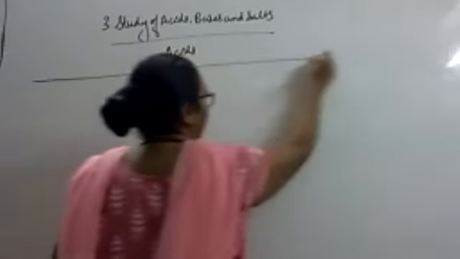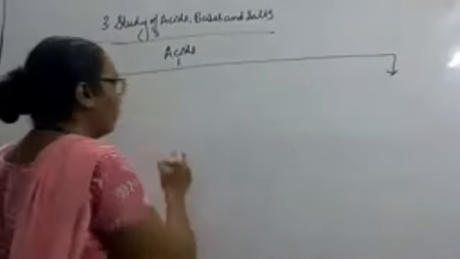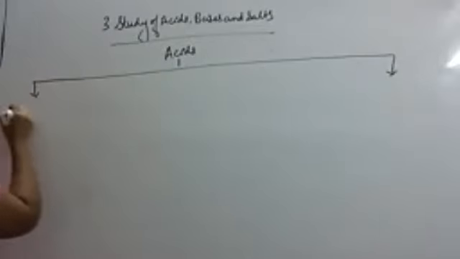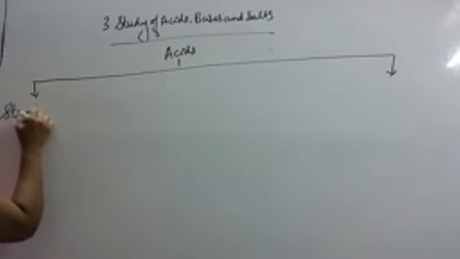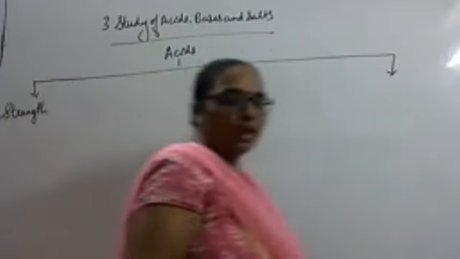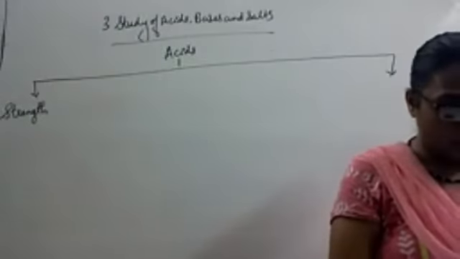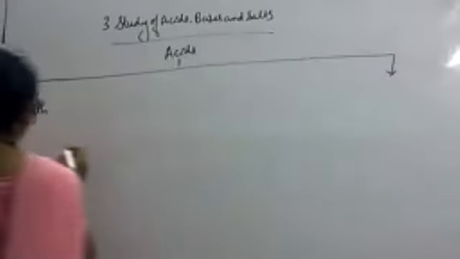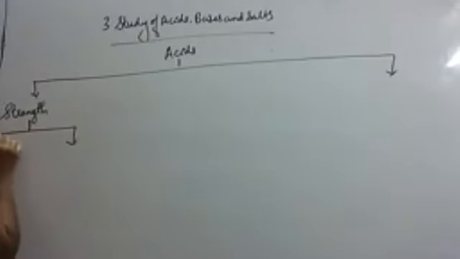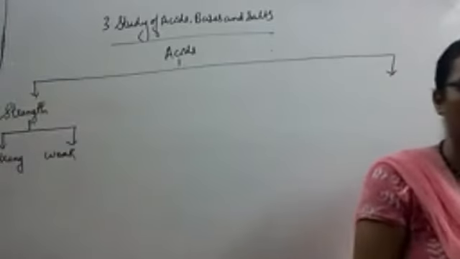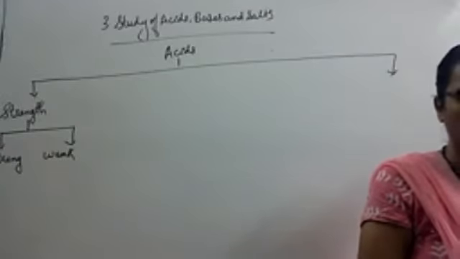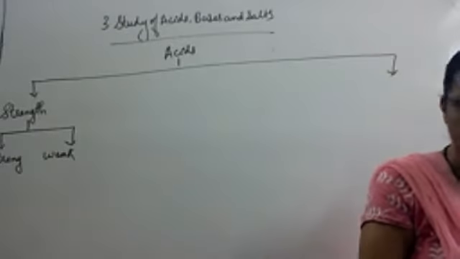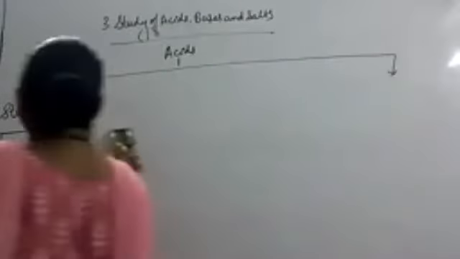Acids are classified by the following criteria. First criteria is the strength of the acid. Strength of acid means how strong that acid is or whether the acid is weak. Strength is further classified as strong acid, weak acid. Then next is basicity. I will try to do it.